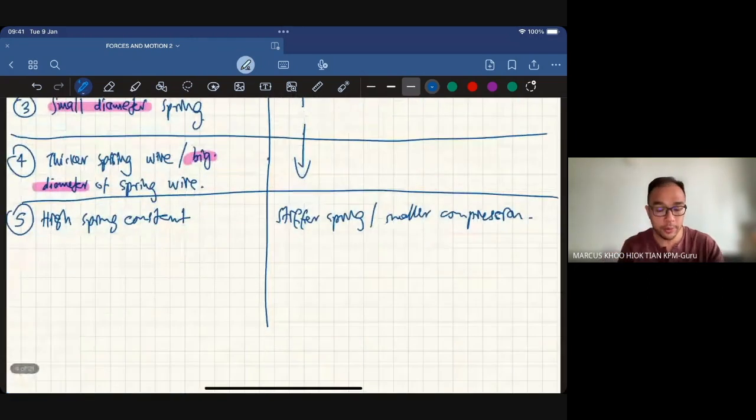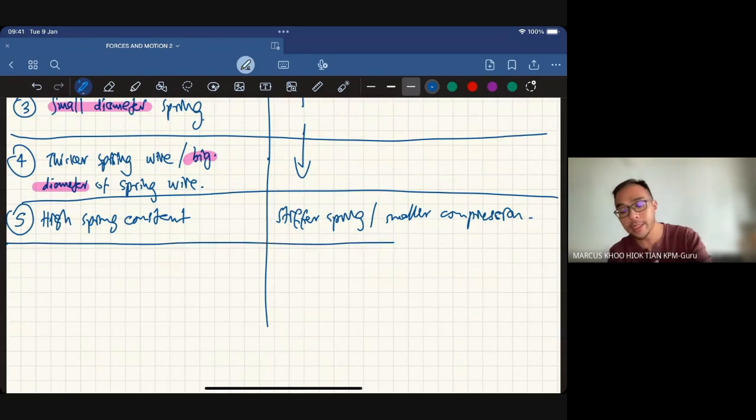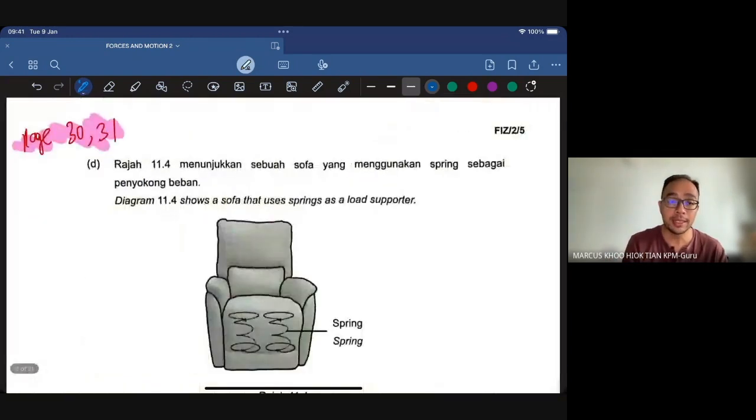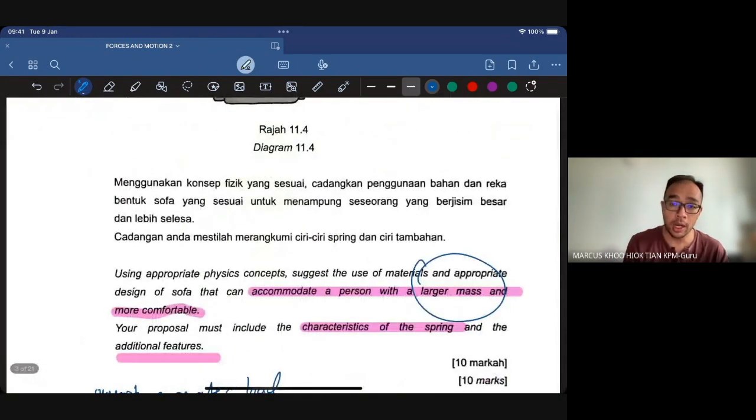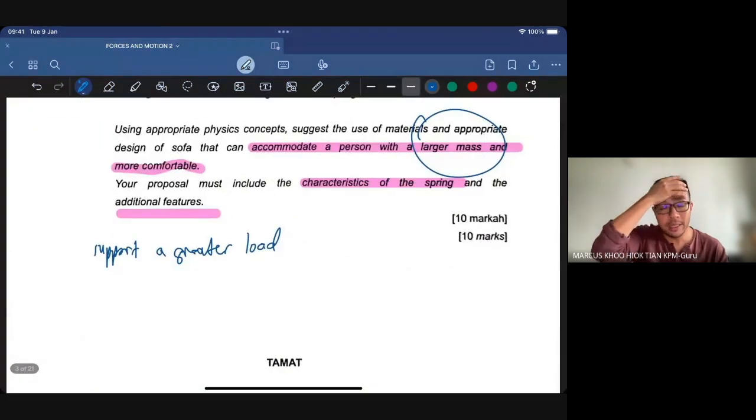Okay, so higher spring constant, so that you have a stiffer spring, smaller compression. But I think it's a good idea to keep this answer in mind. When you're doing Hooke's law, if let's say this year the question is a Hooke's law question, have in mind one of these reasons as well, support a greater load, so that you can have variations of the same answer.